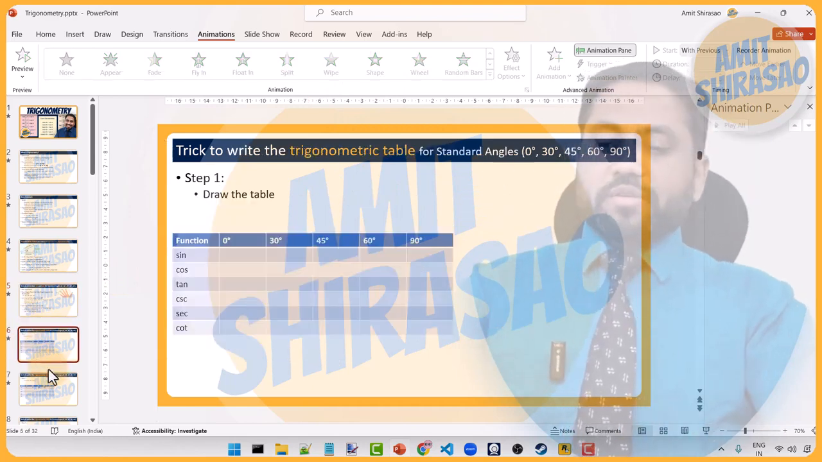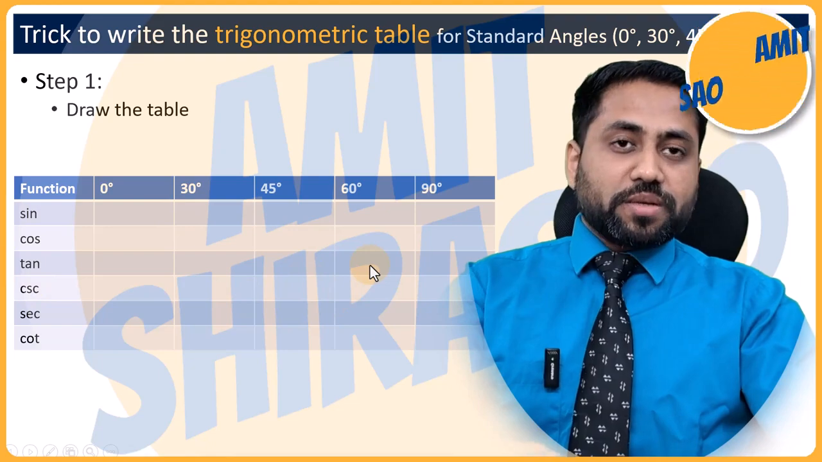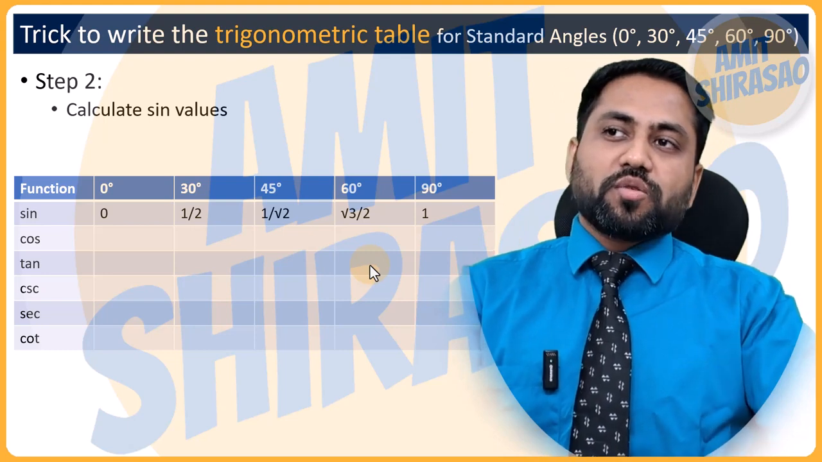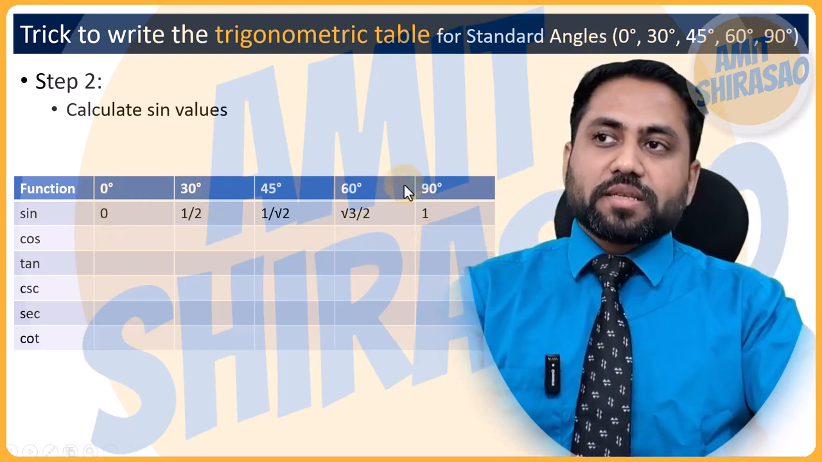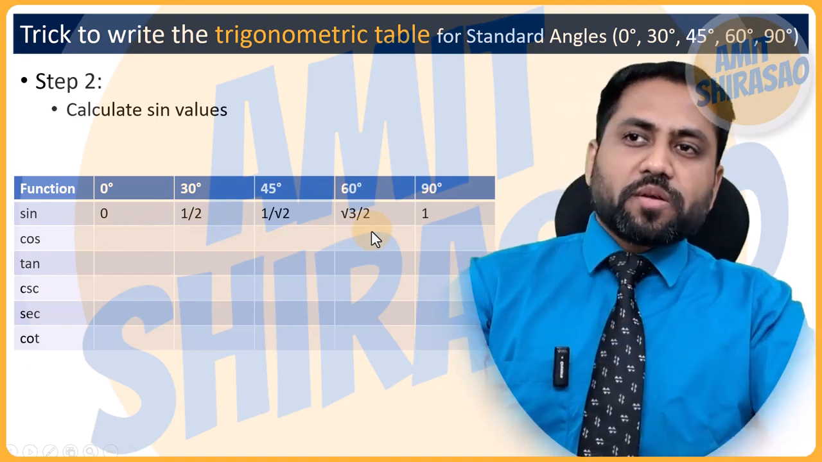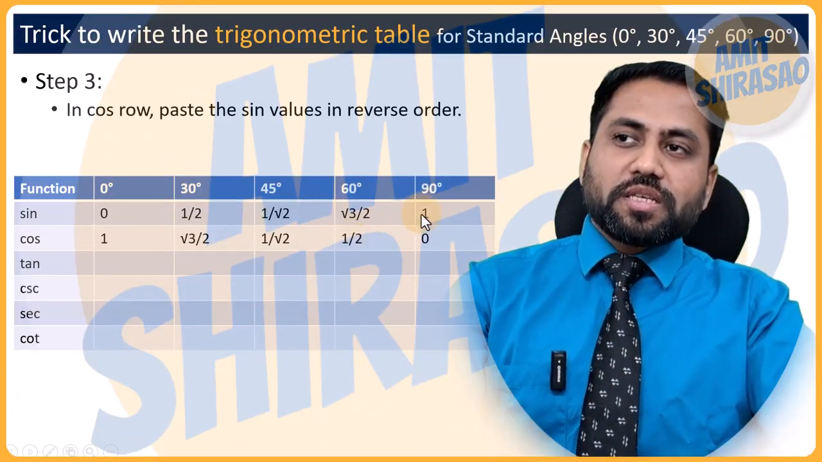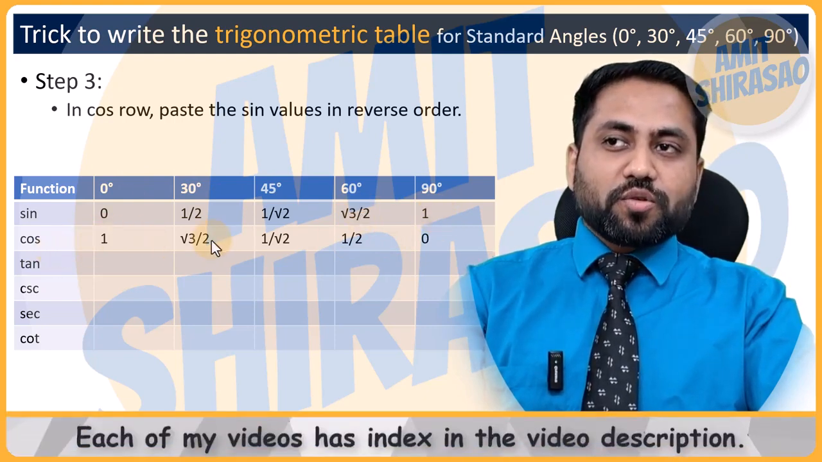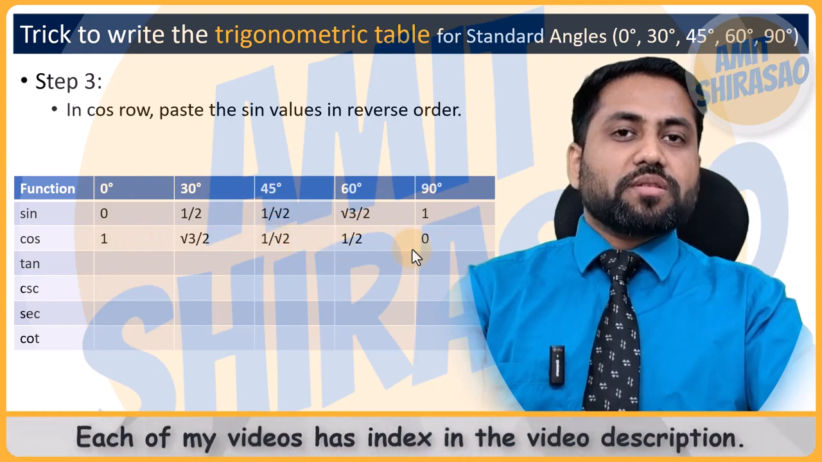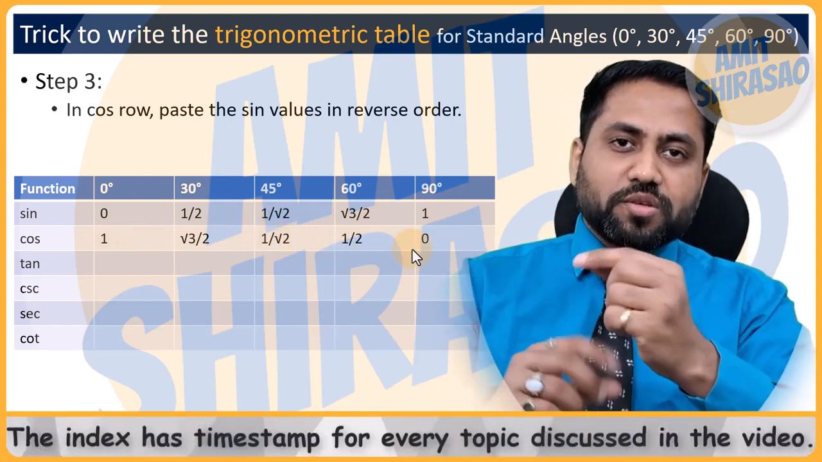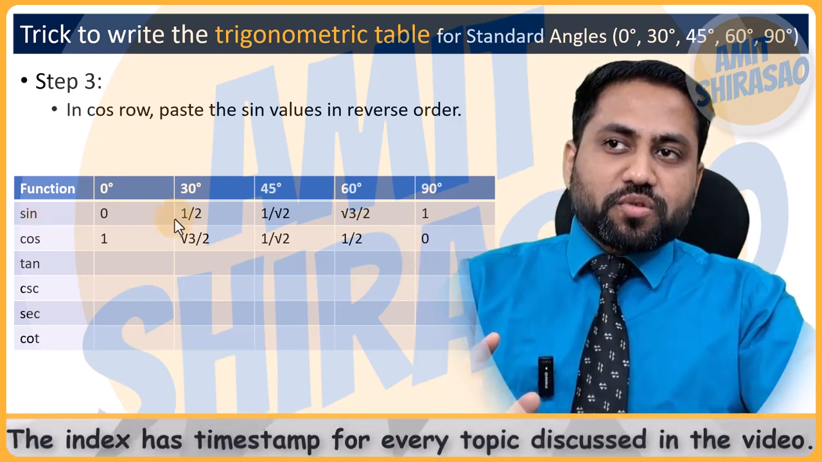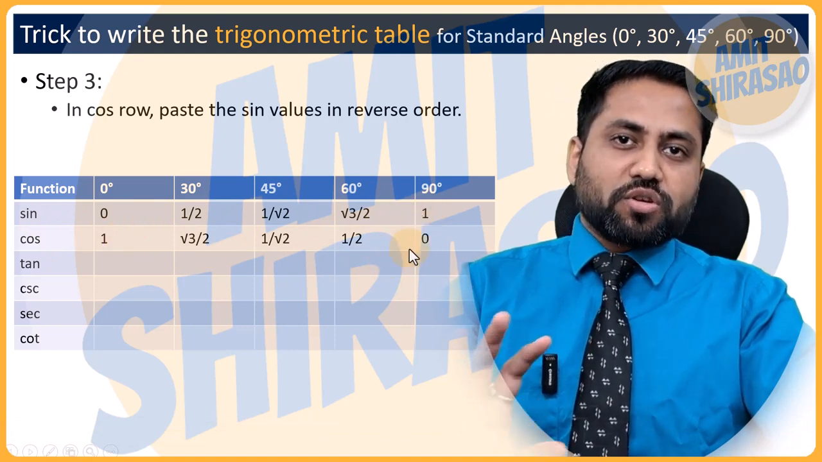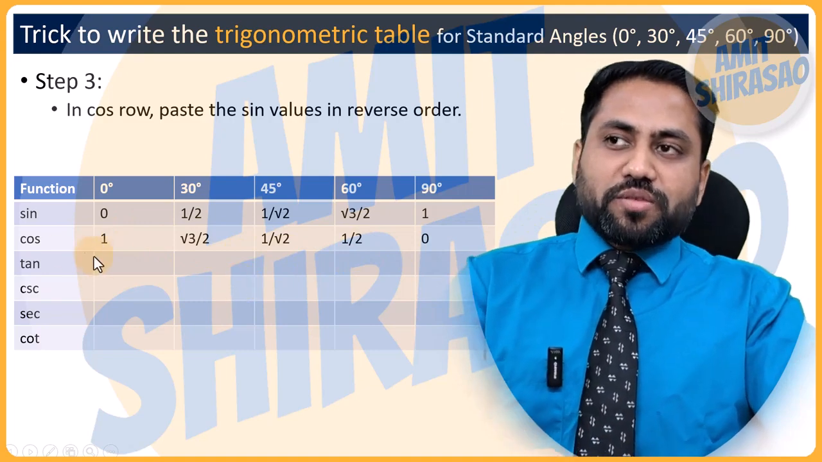Okay, so coming back to our trigonometric table, first you drew the table. Then you used your right hand technique or left hand technique, whichever you want, to calculate the value of sine of standard angles. Then for cos, just reverse it. So here for cos you'll be saying, see, sine of 90 is 1, na? You'll say cos of 0 is 1. And similarly, this value you copy here, this value you copy here, this value you copy here. So it is as simple as that. You're just copying the values from the sine row into the cos row in the reverse order. So that will give you cos.